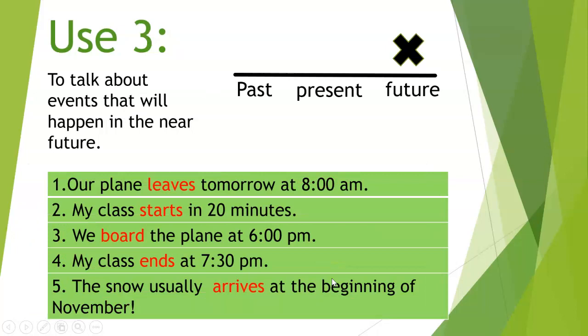Okay, use number 3, and this is to talk about events that will happen in the near future. For example, and again, this is not in the past, not in the present, it's happening in the future tense. Our plane leaves tomorrow at 8 a.m. My class starts in 20 minutes.